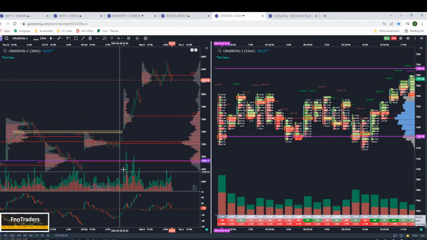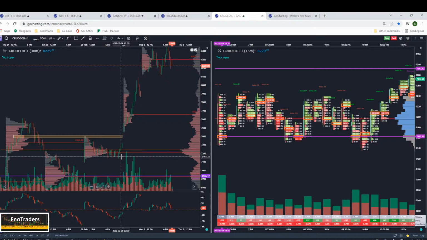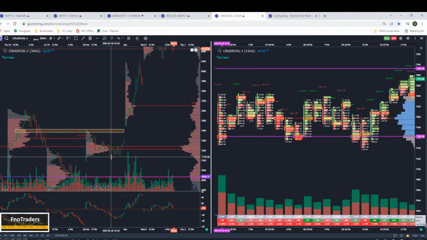Okay, and if you see on the cumulative delta plot also, you'll notice the delta was constantly going down, but prices were just holding up here. This was this day. So he gave this trade at around 71.60, I think.